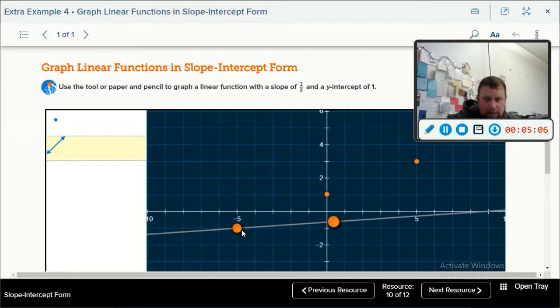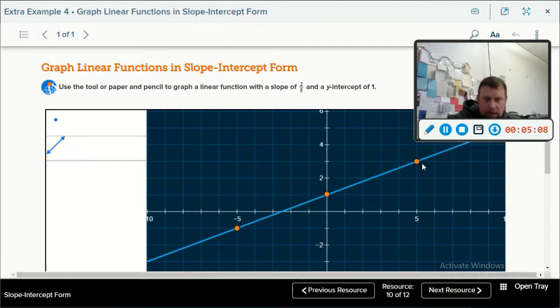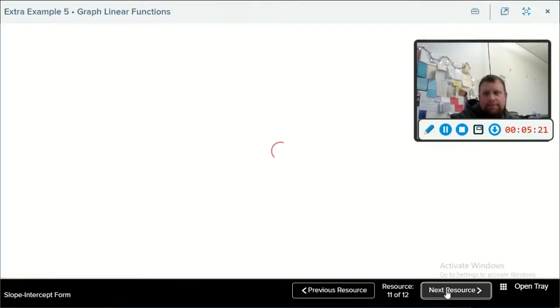Now let's do this line right here. Just going to line it up on the furthest points. Look at that. See how it goes through all 3? It's because I used the slope. That is how we graph a line using a paper and pencil or a tool like this. Okay? All right. We're getting there.